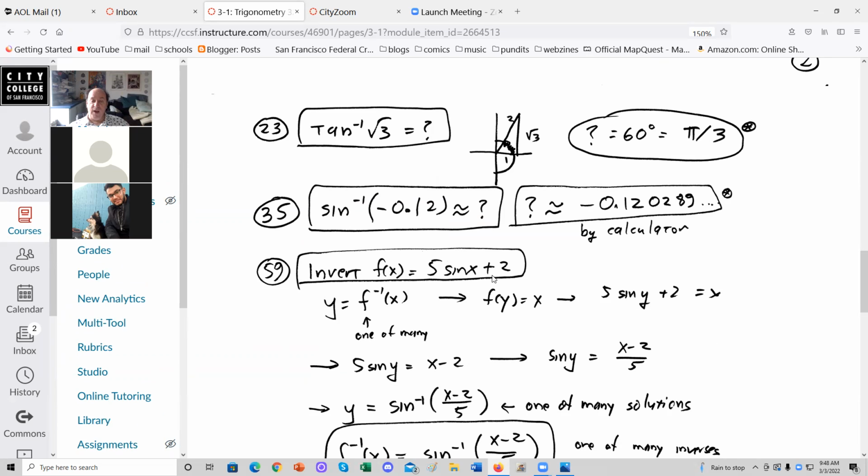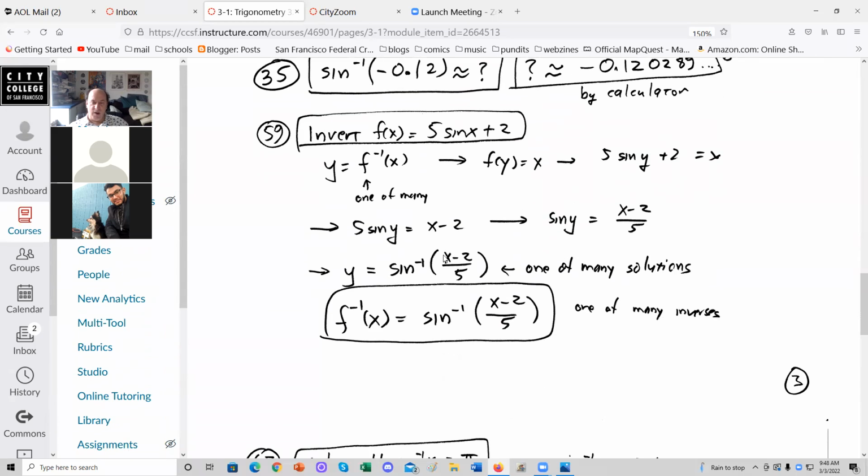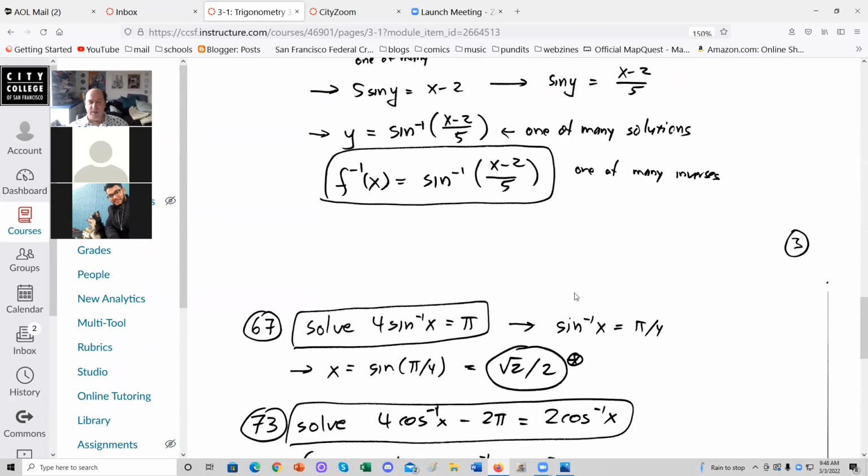So to invert this, 5 sine x plus 2, we set y equals f inverse of x. So f of y equals x. And so using this definition, it'd be 5 sine y plus 2 equals x. And then we go about solving. First, we subtract 2 from both sides. 5 sine y equals x minus 2. We divide both sides by 5. So sine y is (x minus 2) over 5. And then we take an arcsine. y is arcsine of (x minus 2) over 5, although in truth, there are many solutions to this equation. So this will do as one of many inverses of this function. Arcsine of (x minus 2) over 5.